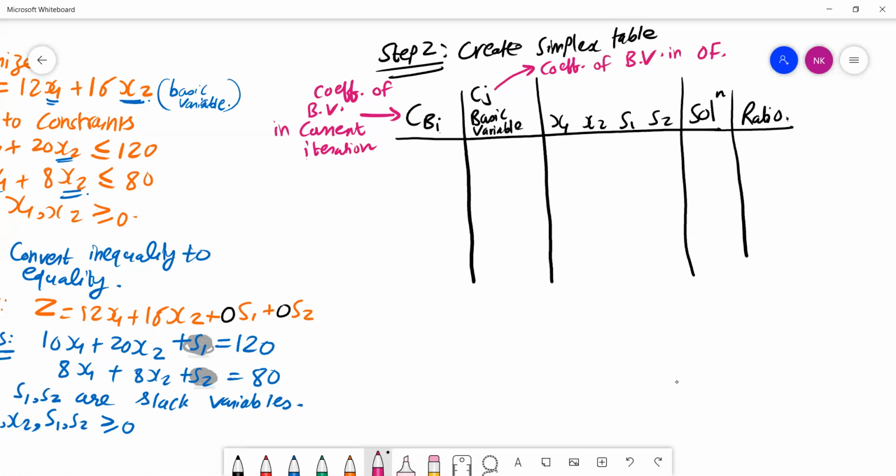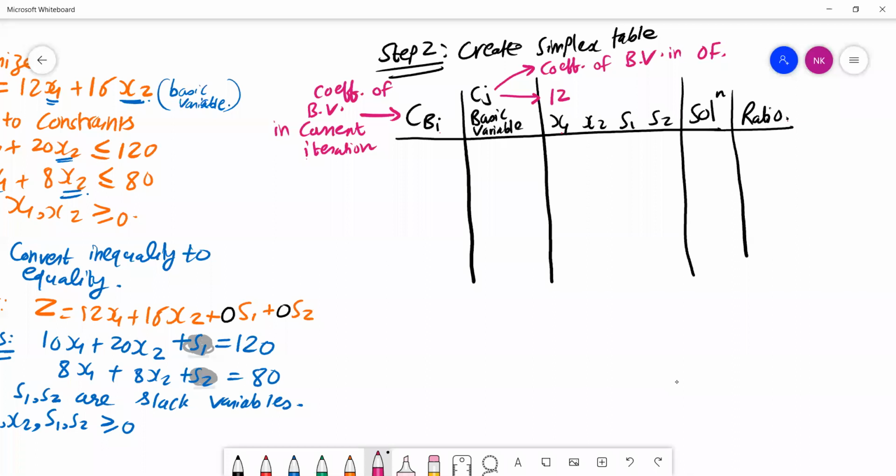variables. Now these basic variables are nothing but, now we are adding S1 and S2 in our objective function. So it will be nothing but x1, x2, s1, s2. They are all the basic variables that we are having at present. Now over here, just fill in the values of the coefficients of the basic variables in the objective function. So what is the coefficient of x1 in the objective function? It's 12. So right over here, 12.